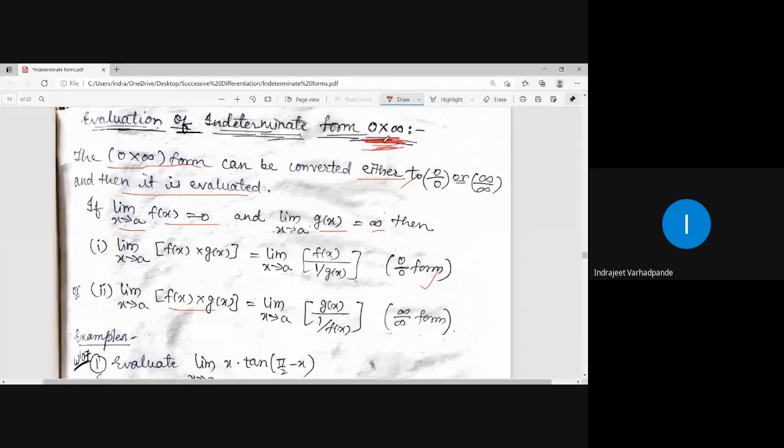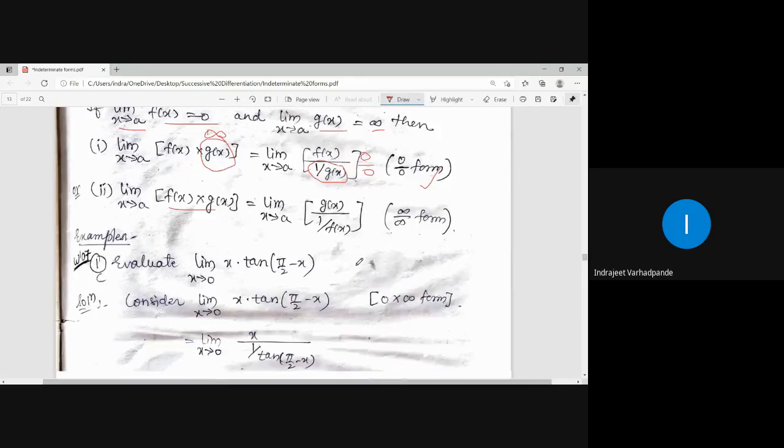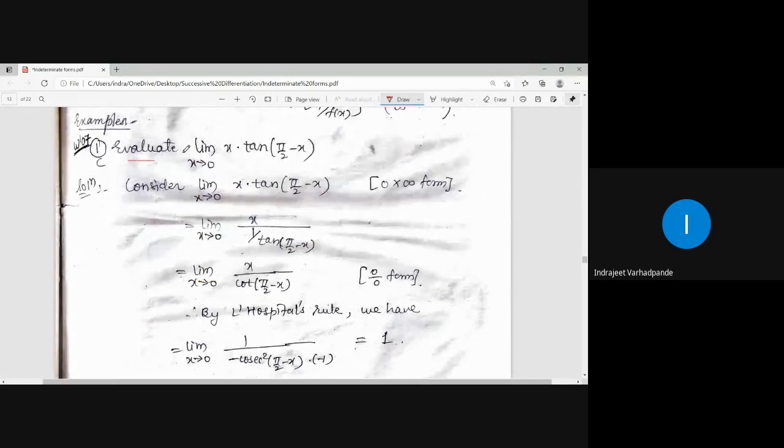For the evaluation of indeterminate form 0 into infinity, which appears in the product form, either it is converted to 0 by 0 or it is converted to infinity by infinity. So always my job will be to convert the term of infinity into fraction form, by taking the reciprocal in the denominator so that it is converted to 0 by 0. The very first example is evaluate limit x tending to 0 of x multiplied by tan of pi by 2 minus x.